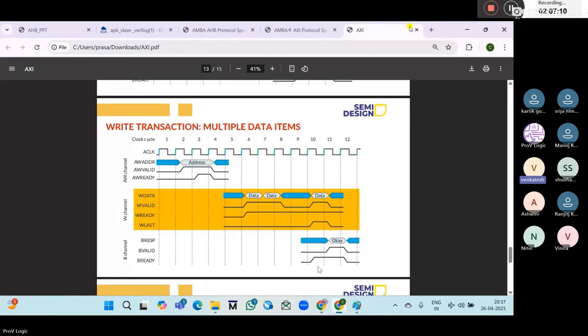What is the advantage of the non-alignment concept? The advantage of non-alignment is that we need not bother about whether it's a wrap or an increment, and how much we are considering. We need not bother about that, right? So that is the difference. Just directly we can transfer the data.